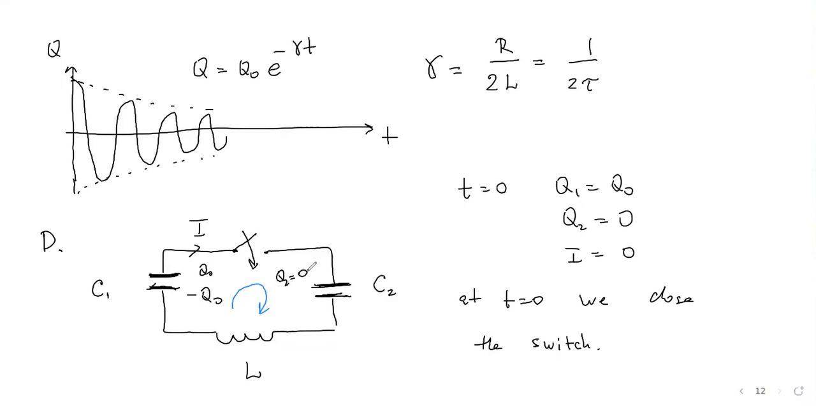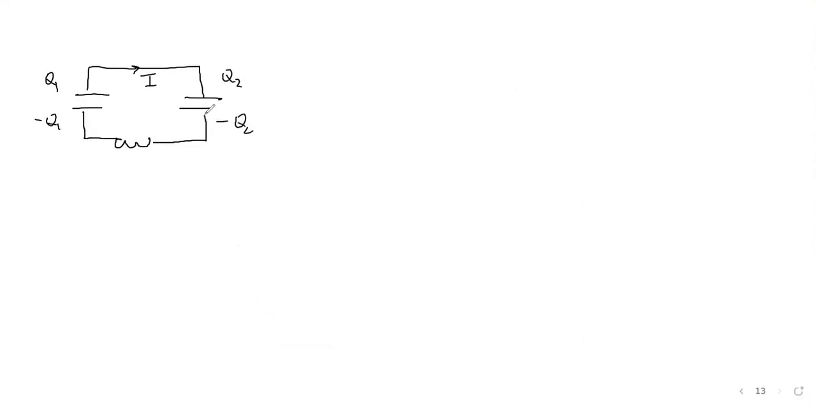Okay, how would you write a loop rule? Let's say the charge will start to leak, and we have a circuit like this. Q1, current, Q2, inductance. So the loop.